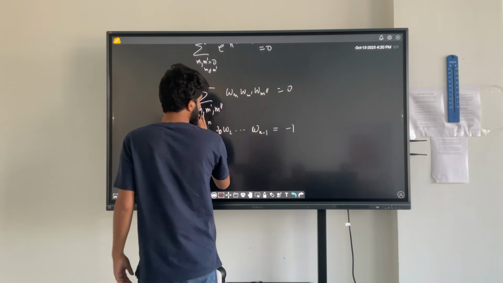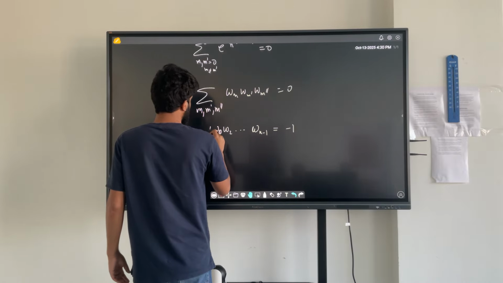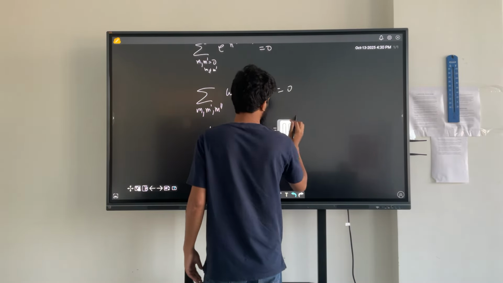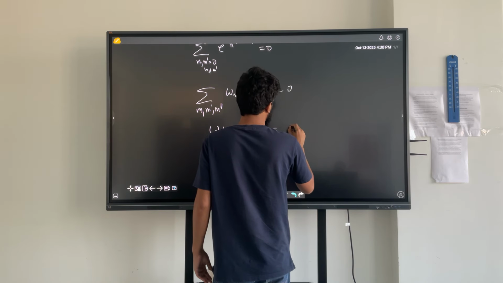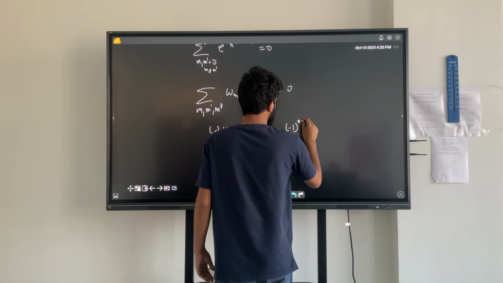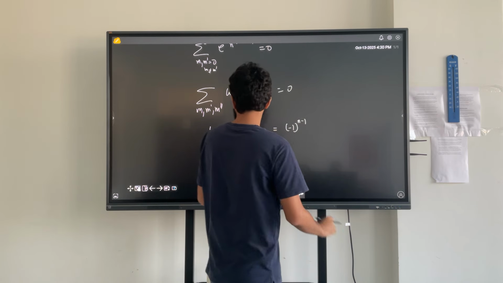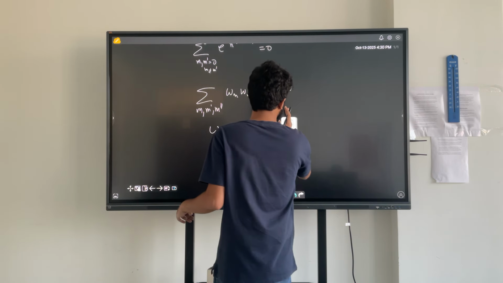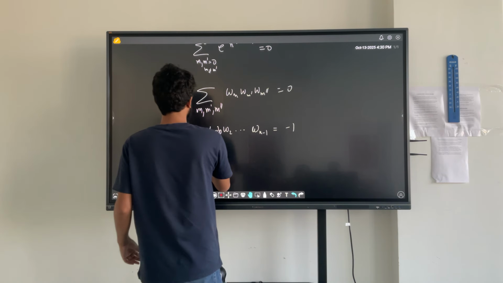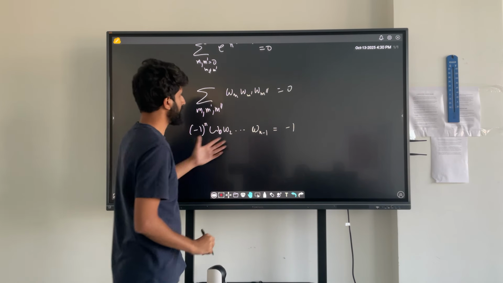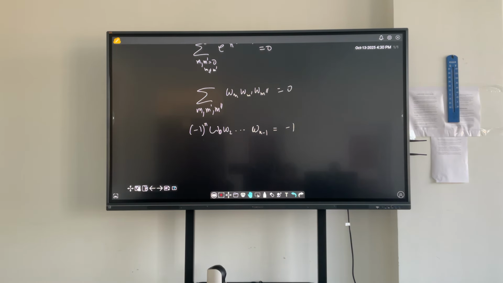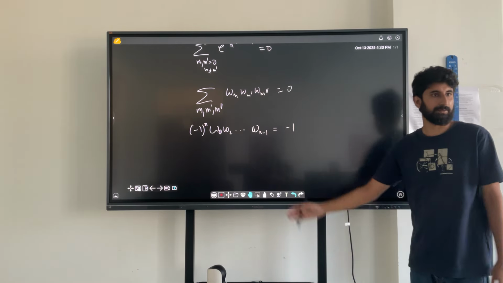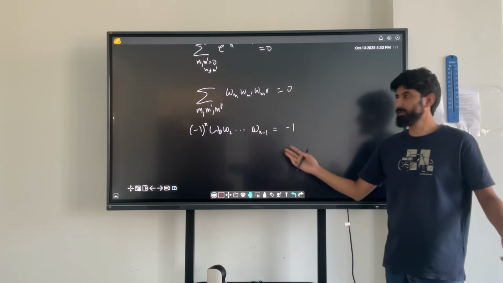So if I go there, you get minus 1 to the power n minus 1 if I take this minus 1 to the power n, just keep it as this. If I take it there, you will get minus 1 to the power 1 minus n or something, the same as minus 1 to the power n minus 1. So this is what the product of zeros gives you.